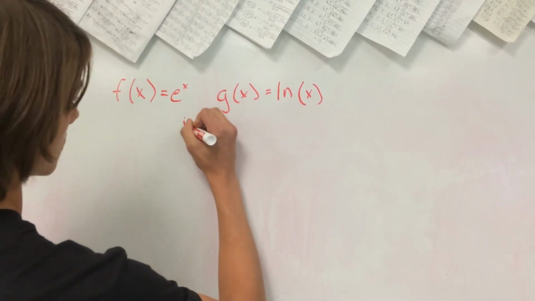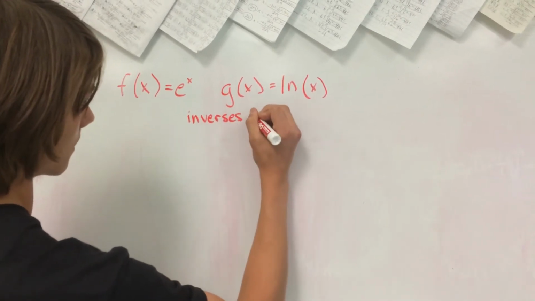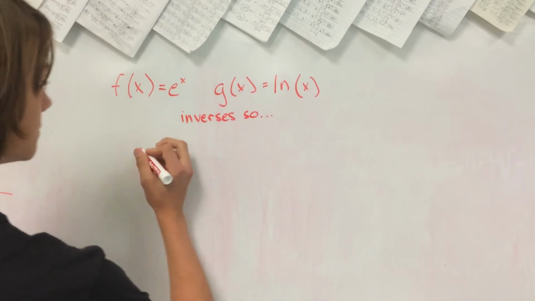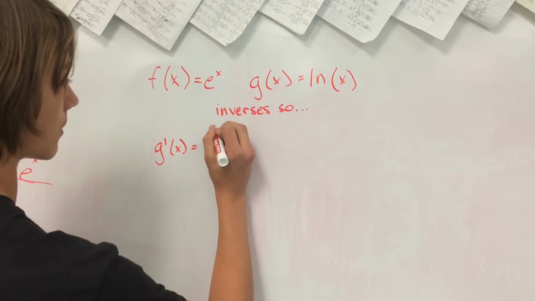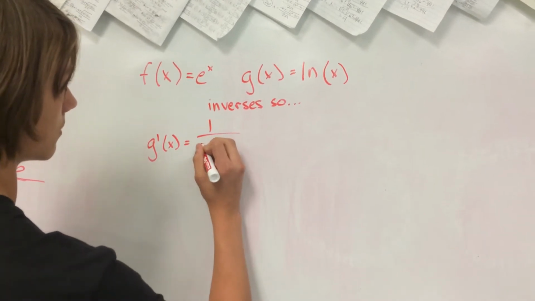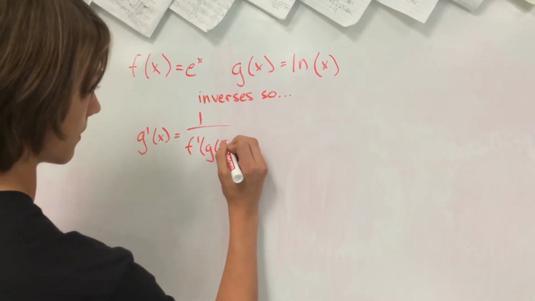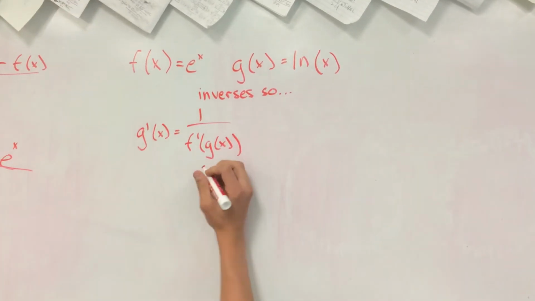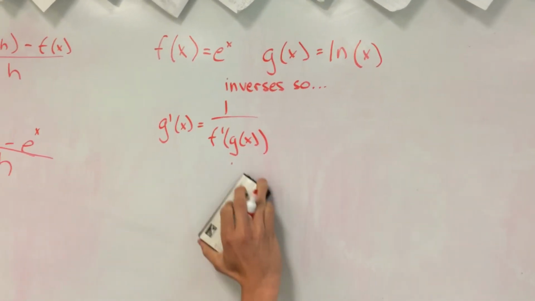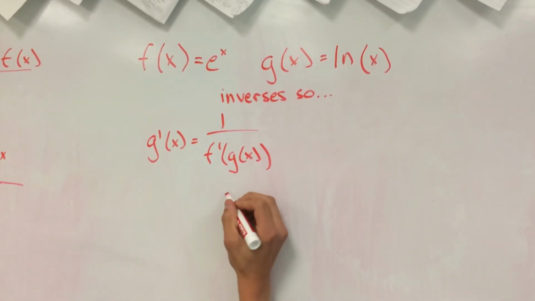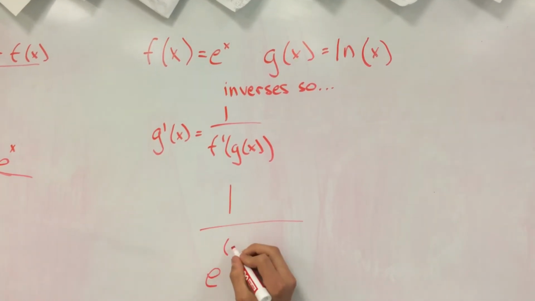The derivative of g to the x, if you're given that a function f of x and g of x are inverses, the derivative of g to the x can be given by 1 over f prime of g to the x. That's true? Yes, that is true. Since these two functions, e to the x and natural log of x, are inverses, the derivative of the natural log of x is equal to 1 over the derivative of f of g of x, which is 1 over e to the ln of x, which is 1 over x.